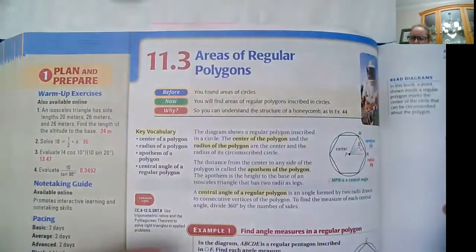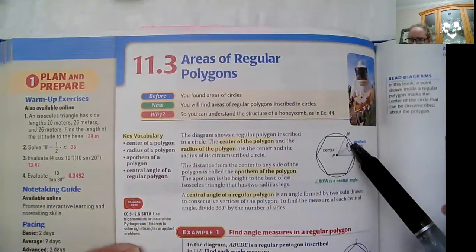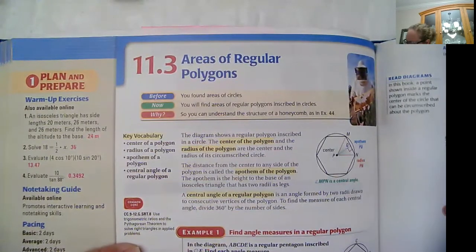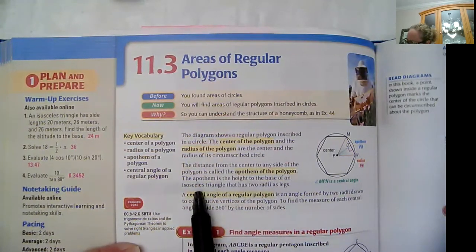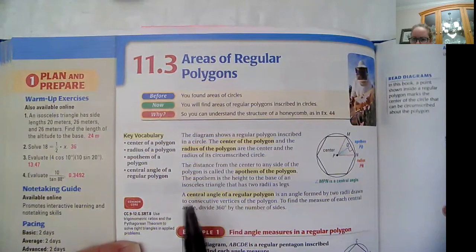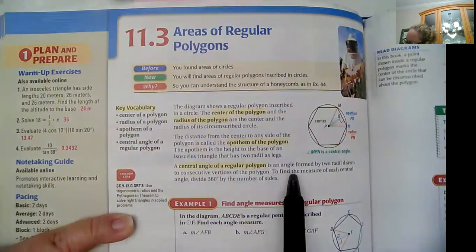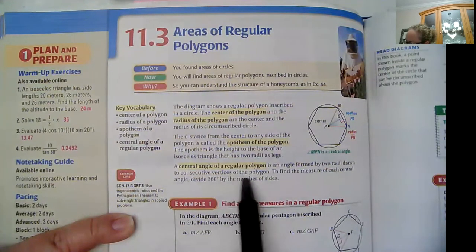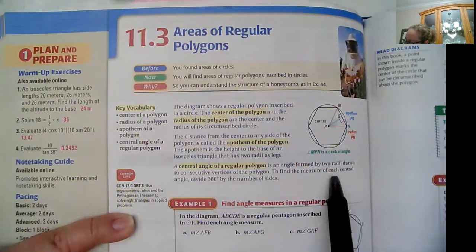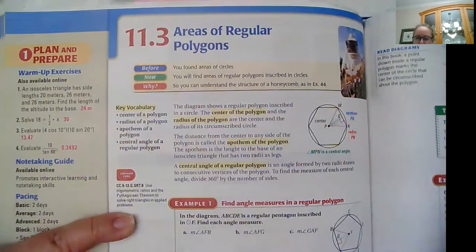So focus. There we go. Is from the center down to the base. That's the apothem. The apothem is the height to the base of any isosceles triangle that has two radii as legs. A central angle of a regular polygon is an angle formed by two radii drawn to consecutive vertices of the polygon. To find the measure of each central angle, divide 360 by the number of sides.